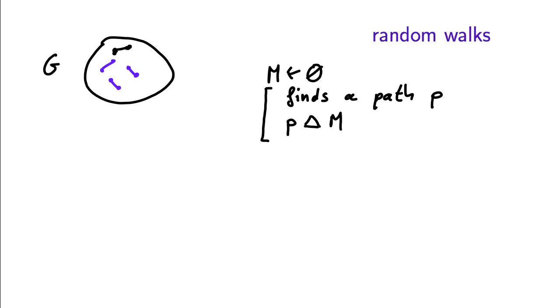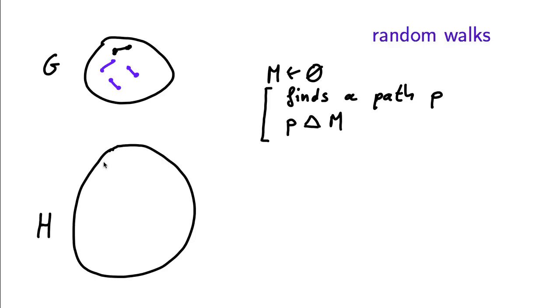It will not be part of the algorithm. Let's call this new graph H. So this graph will be a graph that contains one vertex for every possible state of the algorithm. So it will contain one vertex for each matching of the graph G. And then it will contain one edge for every possible transition of the algorithm.